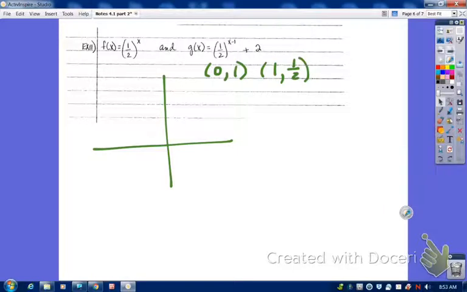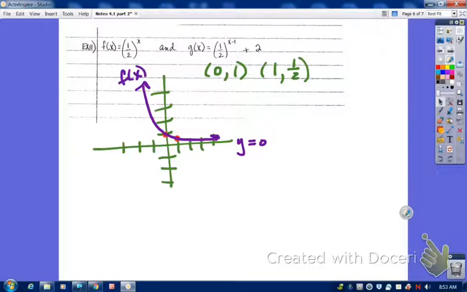Okay, so you do need to keep in mind this one's going to start high and finish low because the base is between 0 and 1. So that's the original graph. If you want to use more than 2 points, you can. So we've got 0, 1, and then we've got 1, 1/2. The asymptote for that graph has what equation? Y equals 0. Remember, you're graphing two graphs on the same graph, so we'll label this one f of x.